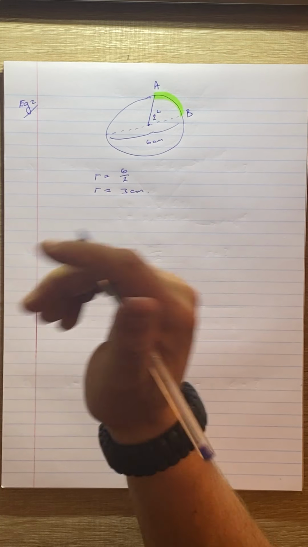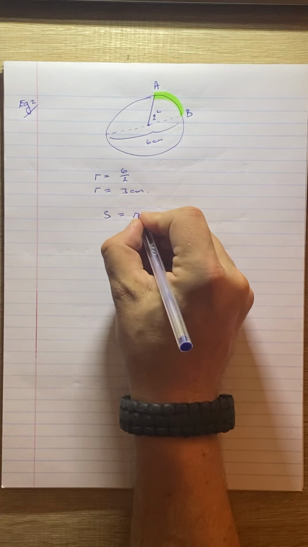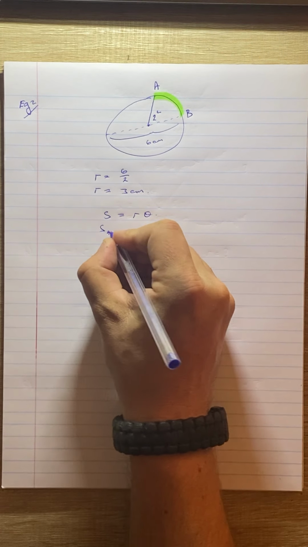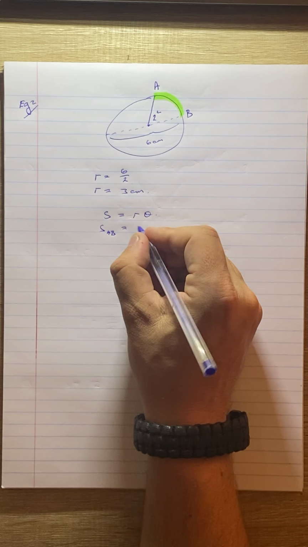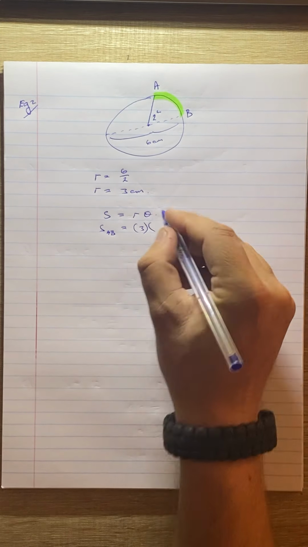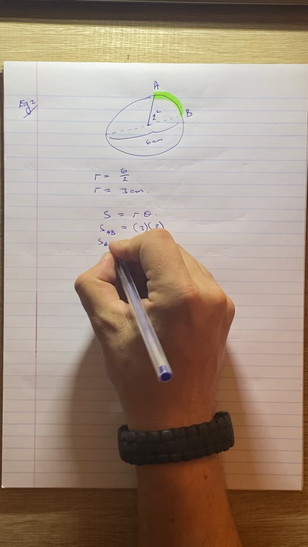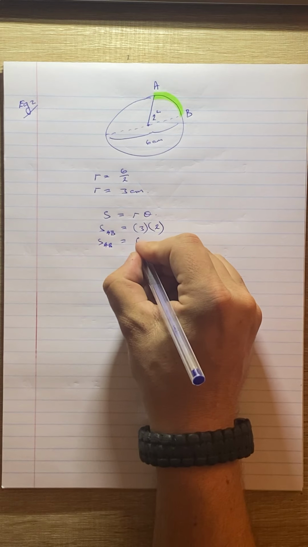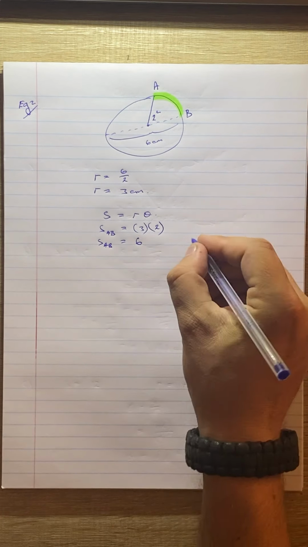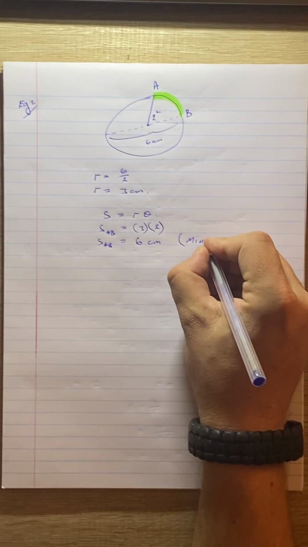Okay. So again, just from your formula, we know that S is equal to R theta. So S of AB would be equal to our radius, which is now 3, and our angle is 2. So we get an arc length of 6 centimeters. And just remember that this is the minor arc.